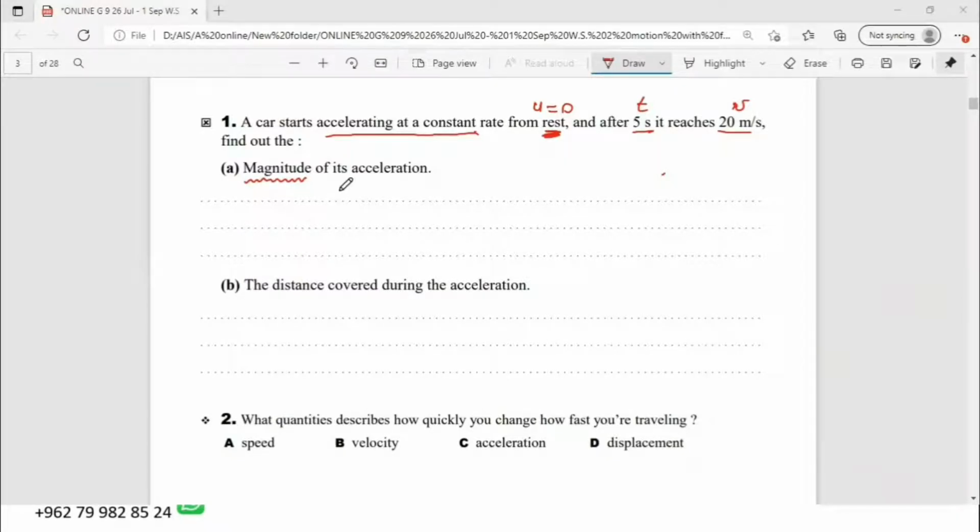Thank you, Hana. So what we are going to do is use the acceleration formula. They ask about the acceleration, not the magnitude. So acceleration equals V minus U over T. This question will have two marks: one for using the formula or writing the formula with the numbers, and one for the final answer. So it's 20 minus 0, which is 20, V minus U, divided by time, which is 5. And the answer is 4 meters per second squared, as Hana wrote to me.